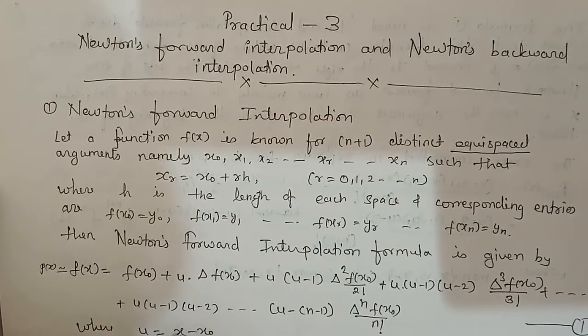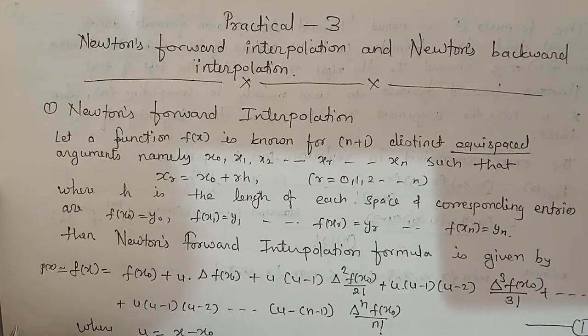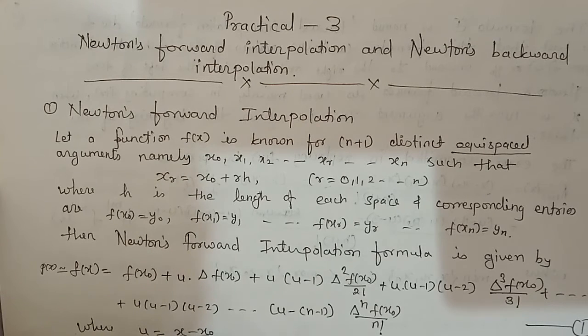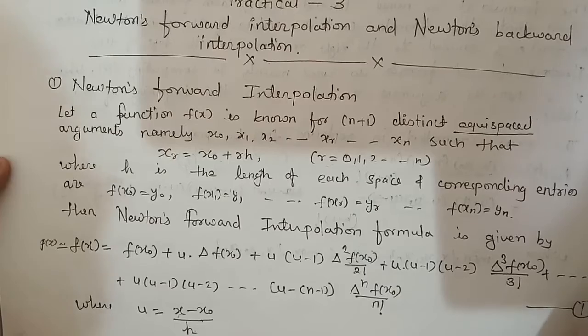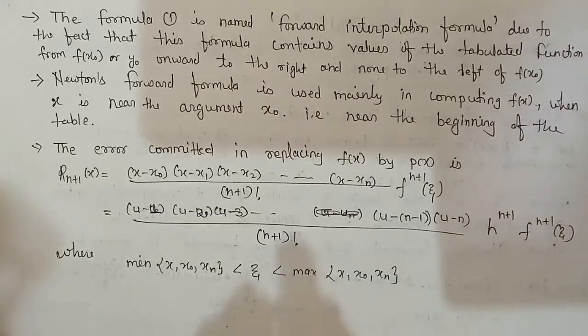Here it is clear that x0 is our first term and h is the length of each space, but what is x? x is the value which we have to calculate. Suppose it is asked in the question to find f of 1.2, f of 2.4. Then x is equal to 1.2, 2.4, that is nothing but our x. So what is asked to calculate is x, our first argument is x0, and h is the length of each space. So this is nothing but u. This is the formula which we use to calculate Newton's forward interpolation.